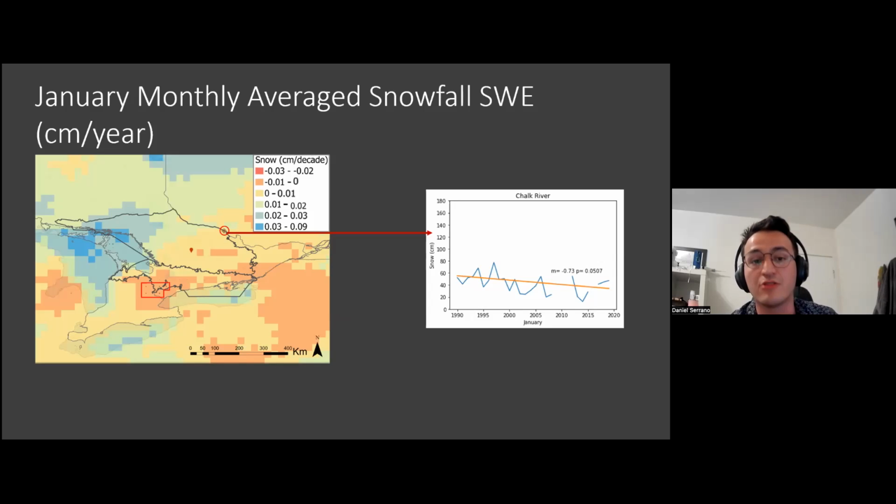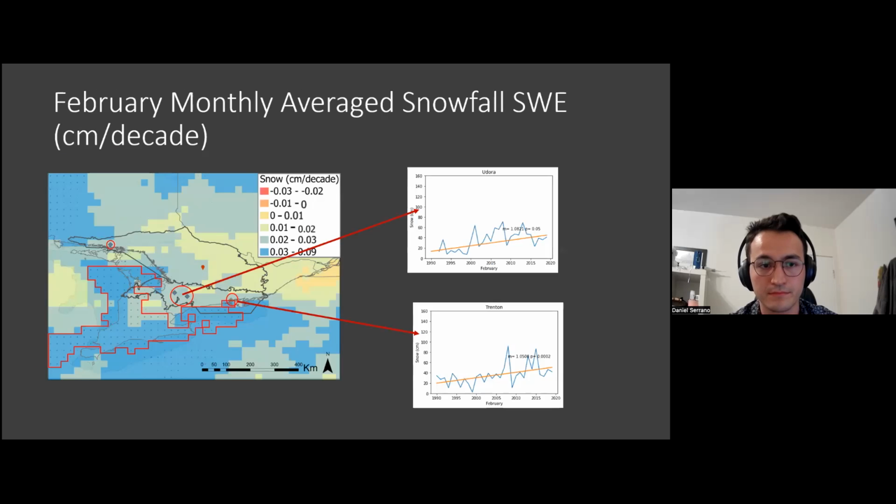Now looking at the January monthly average snowfall, we see that there weren't as many trends in snow. This was one of the months where ERA5 and Environment Canada both saw significant trends, and that was in this month of January. But they don't quite overlap. ERA5 data shows significant trends down closer towards central to southern Ontario near Toronto, or in areas of Orangeville and Brampton, and Environment Canada only saw a negative trend up in Chalk River. And then lastly, in February, the monthly average snowfall trends were also quite positive.